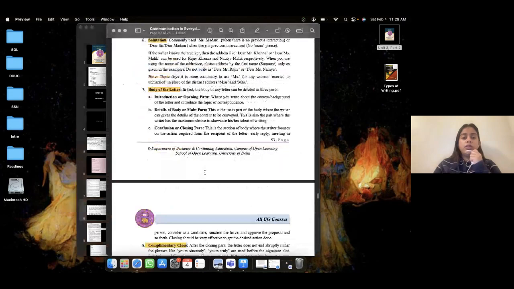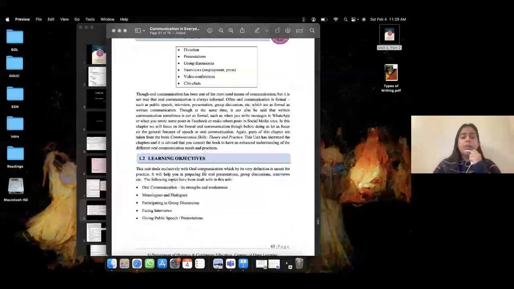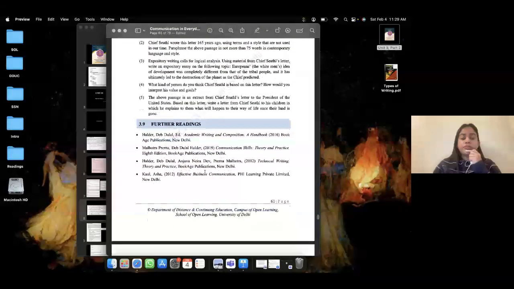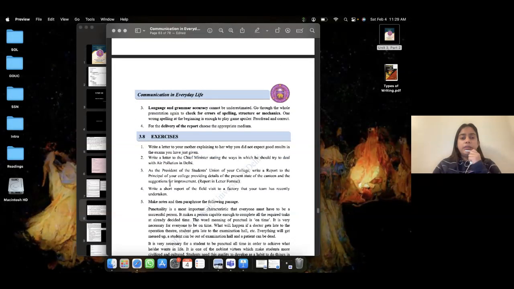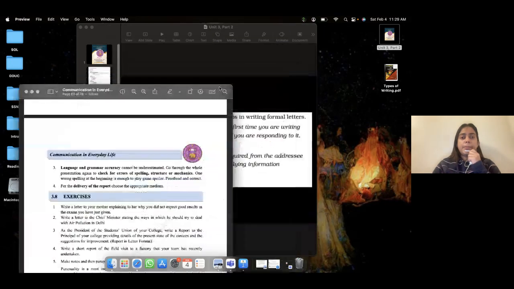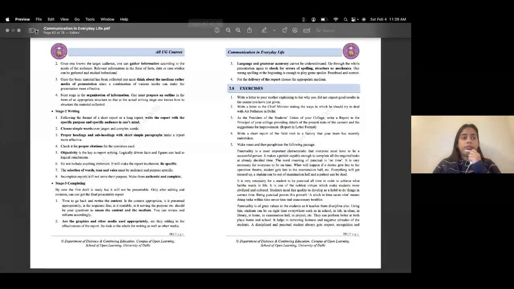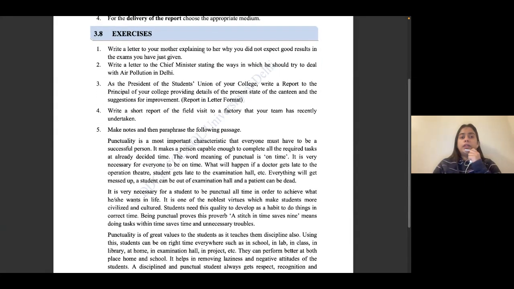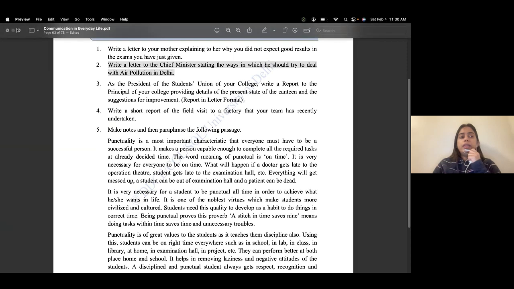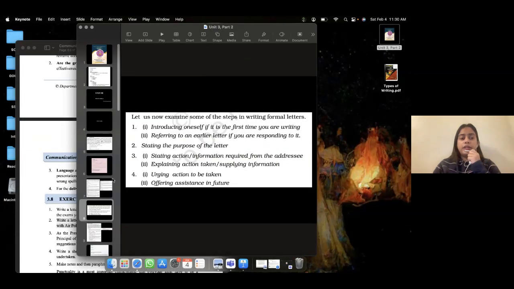If we come to the question that has been given in your study material in the practice exercise section: write a letter to the Chief Minister, stating the ways in which he should try to deal with air pollution in Delhi. This is the question that has been given. So, in such a case, there is this example I would like to give to you.